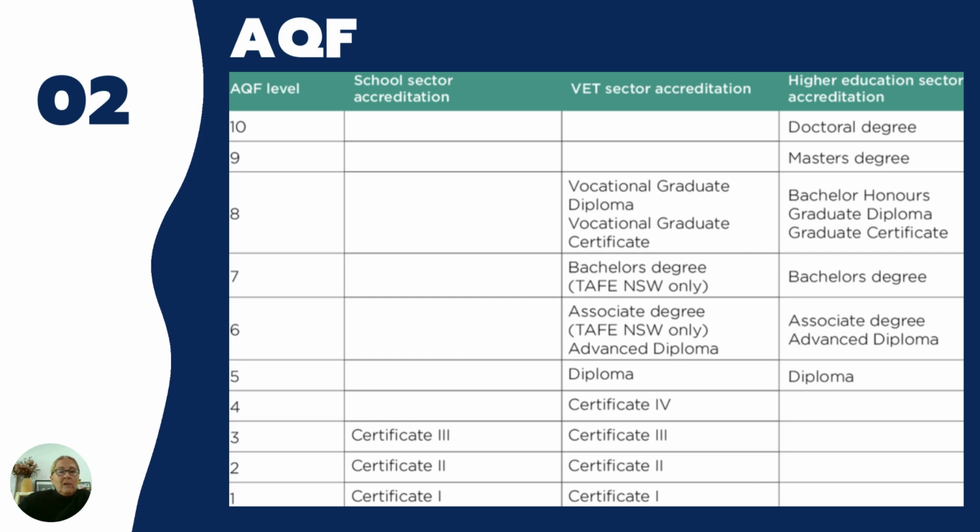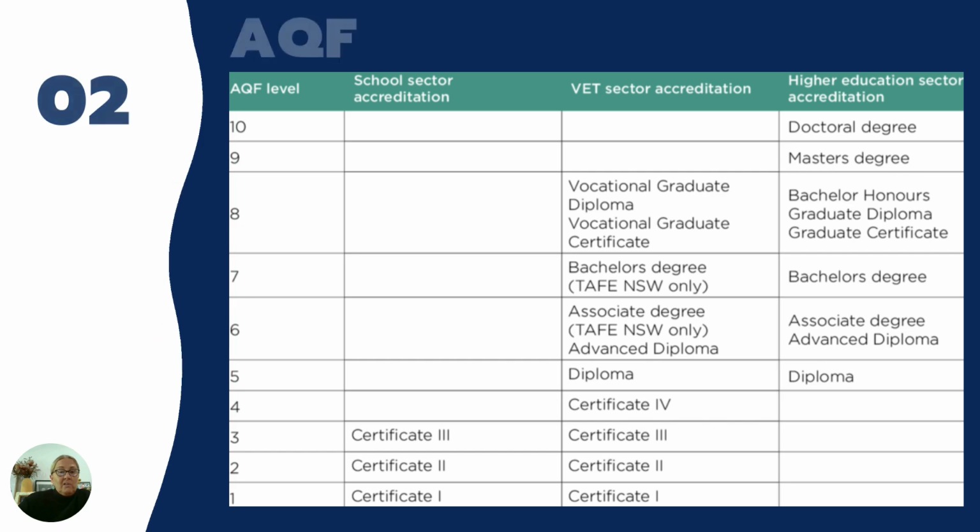So if we look at the school sector, they can deliver from Certificate 1 to Certificate 3, from the vocational education sector, from Certificate 1 up until some graduate certificates, and then the higher education sector from diploma to a doctorate degree. You'll notice that some qualifications can be delivered in different sectors. So a Certificate 3, for example, can be delivered by the school sector and also the vocational education and training sector. If we look at a diploma, that can be delivered by the VET sector and also the higher education sector as well.